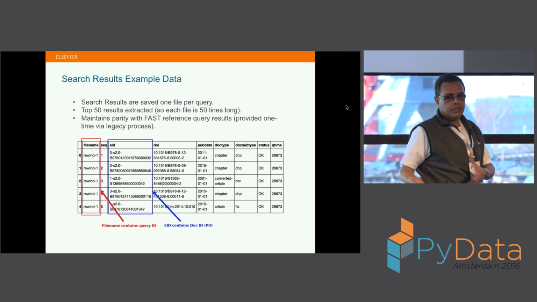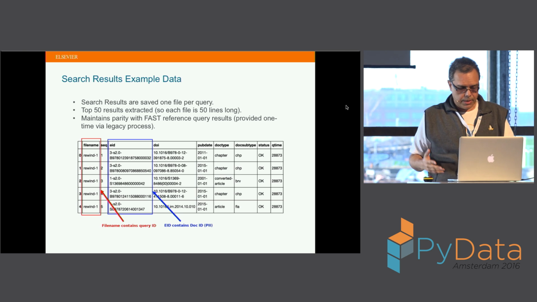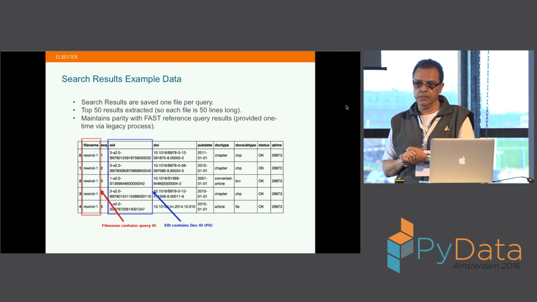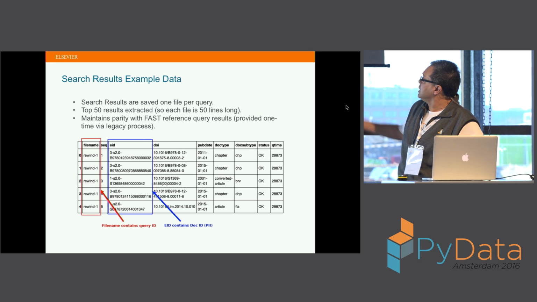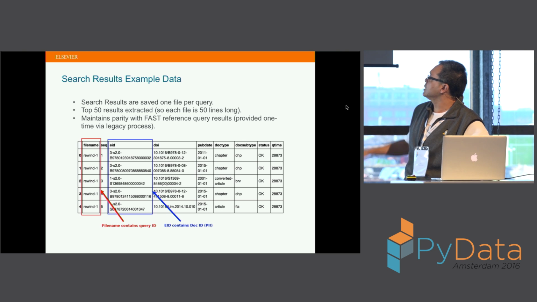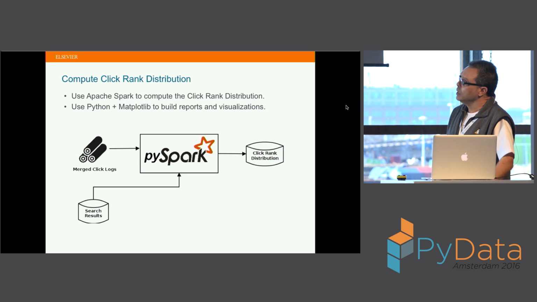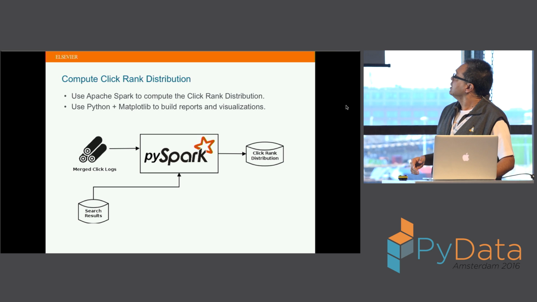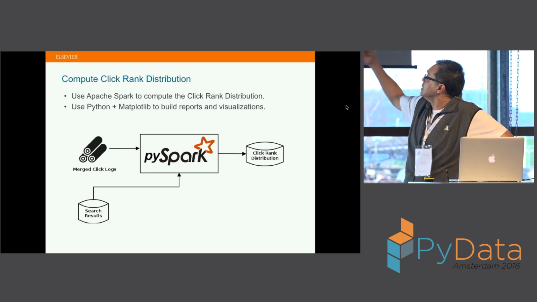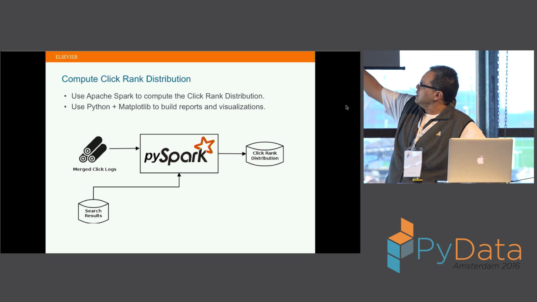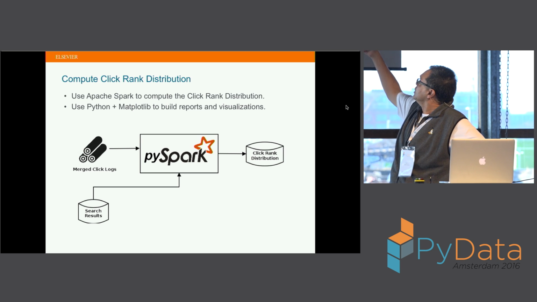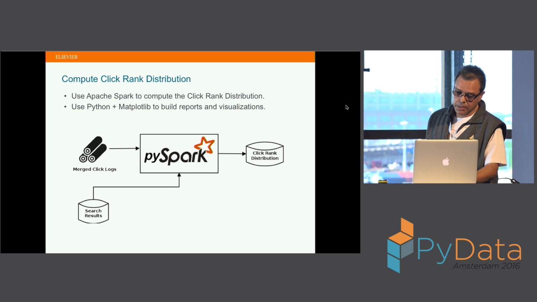The reason I have this is because of legacy. I had to follow what the original reference set was because I could reuse my code that way. But I can grab whatever I want from here. So only two things are important here. Once I got that, it's actually fairly easy to use PySpark to compute, so getting the click logs and the search results, and using PySpark to compute the click rank distribution.